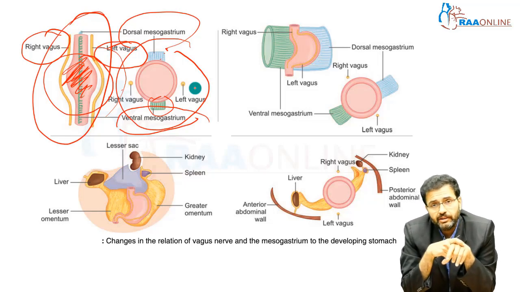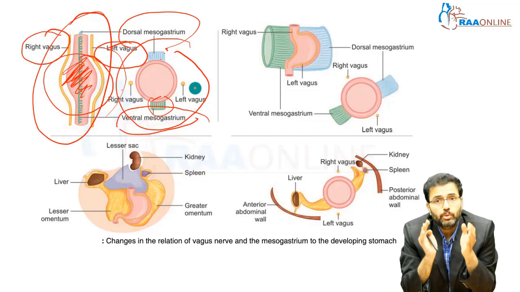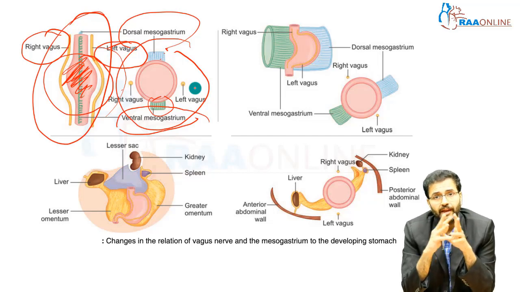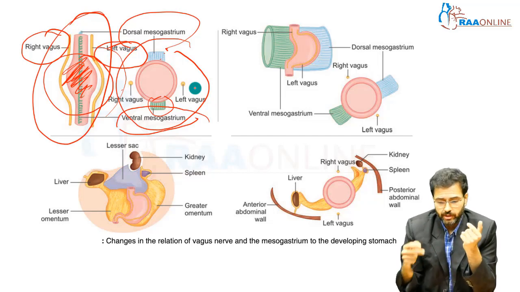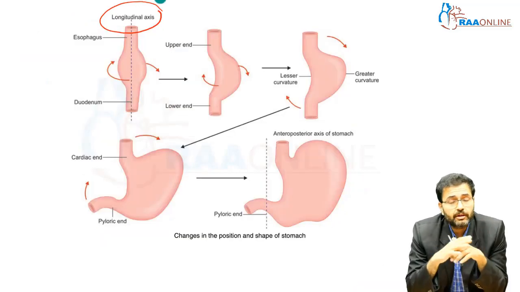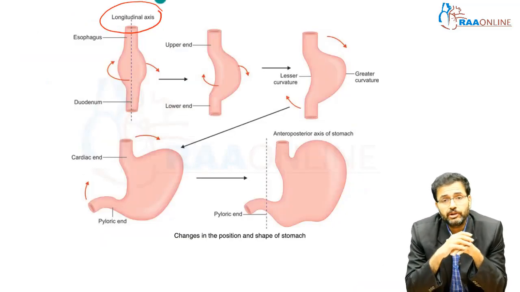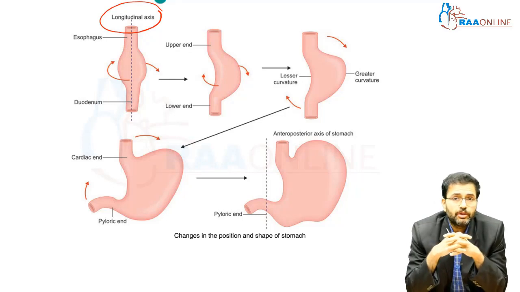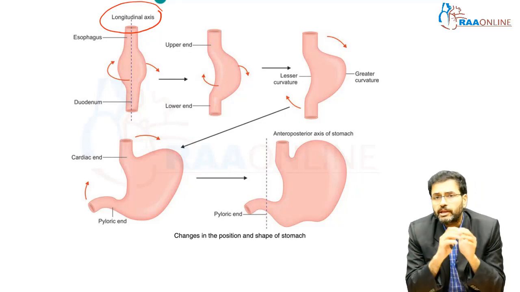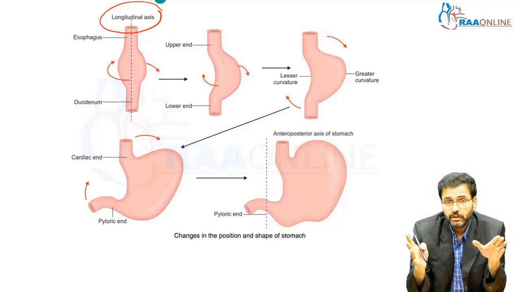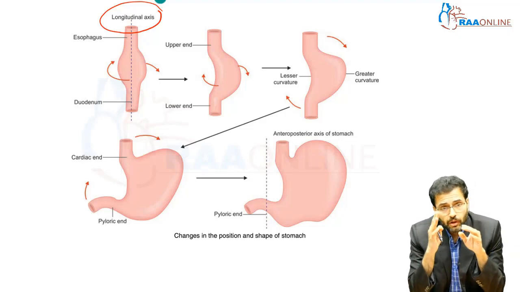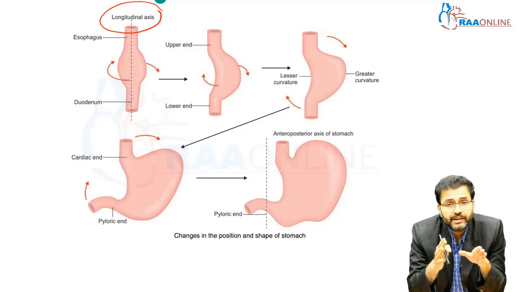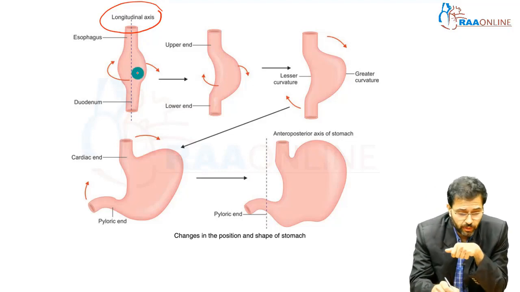Then what happens is that the stomach undergoes a process of differential growth. That is, one side of the stomach grows more than the other. The stomach then undergoes a process of rotation and differential elongation. So, the rotation of the developing stomach can occur along two axes. It can occur along a longitudinal axis by around 90 degrees in the clockwise direction as shown here.